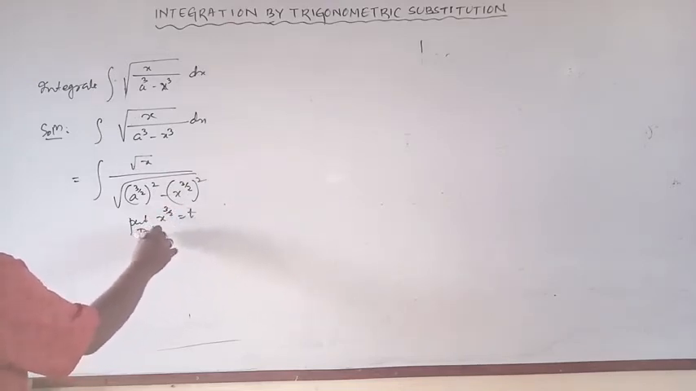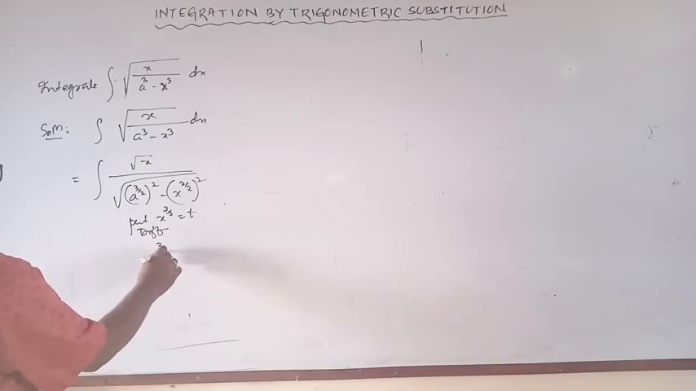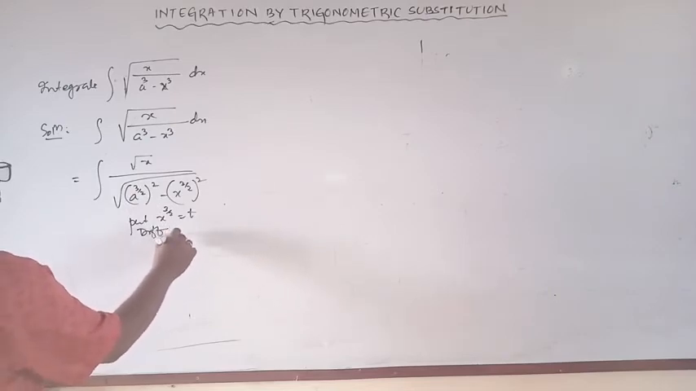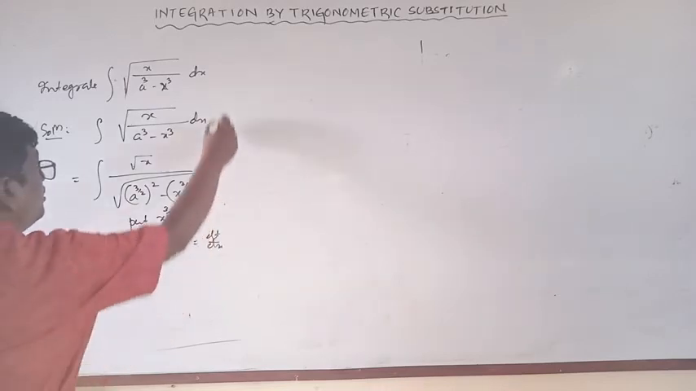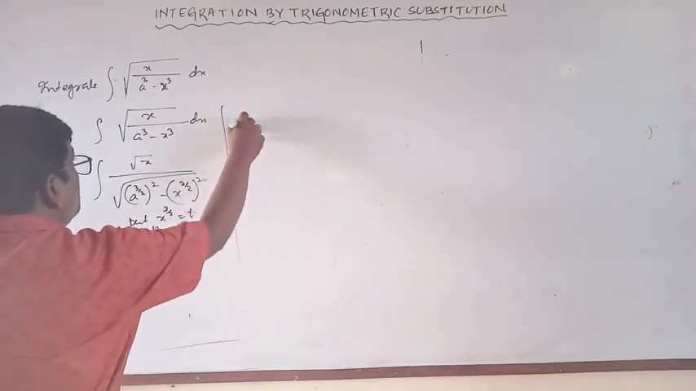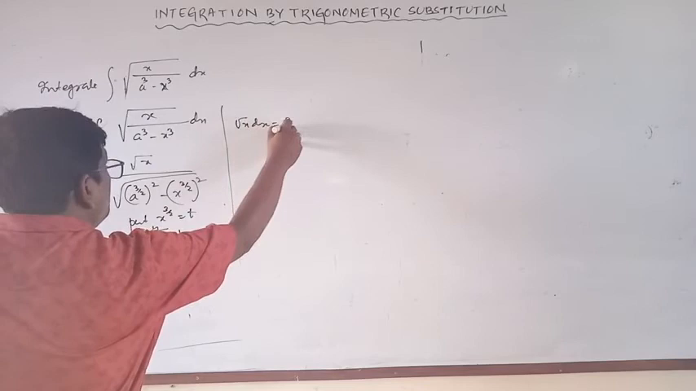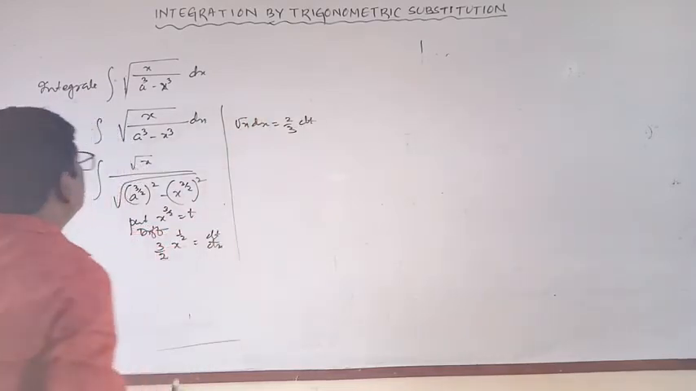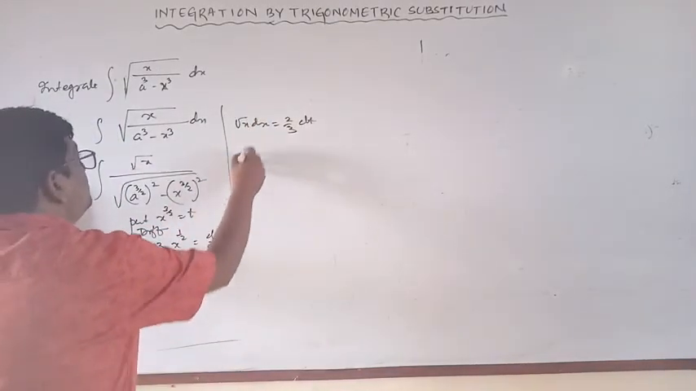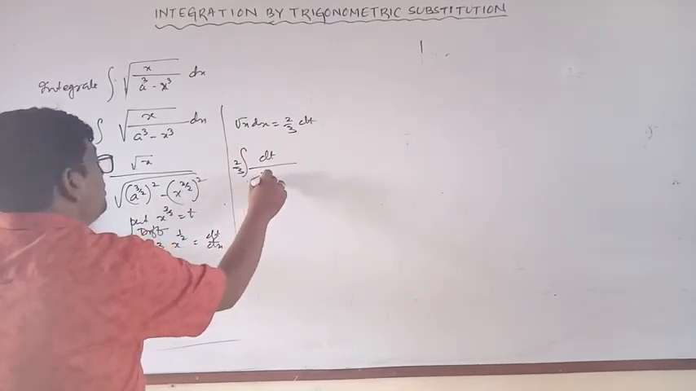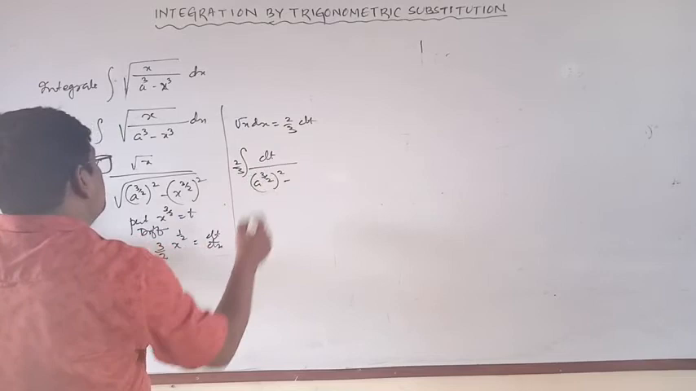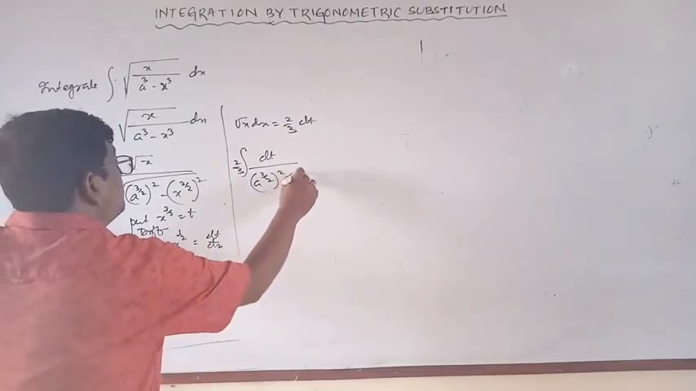Differentiate: that is 3 by 2 x to the power 3 by 2 minus 1, which is 1 by 2, dt by dx. That implies root x dx is equal to 2 by 3 dt. Clear? So this is equal to what? 2 by 3 dt by the square root of a to the 3 by 2 whole squared minus t squared.